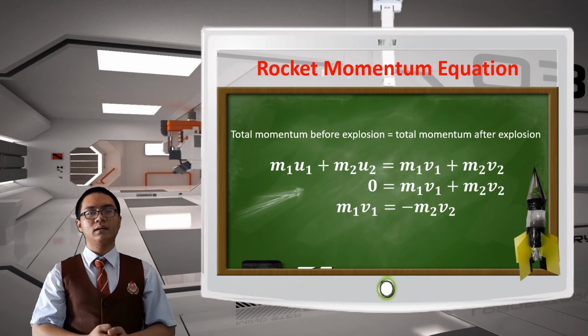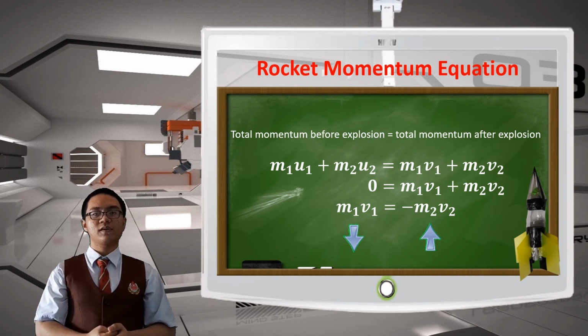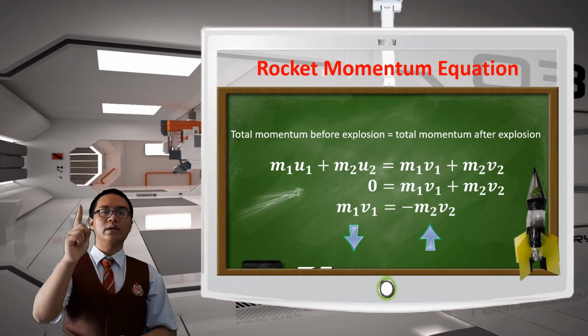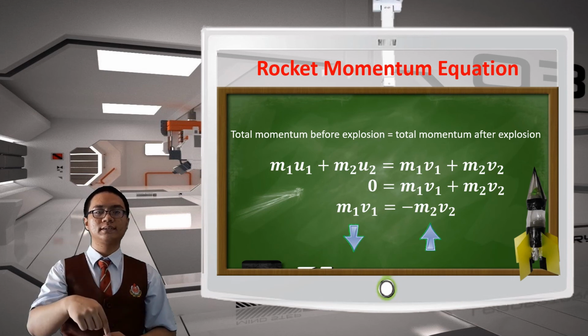The total momentum before explosion is zero, so the equation will be 0 equals m1 times v1 plus m2 times v2. Finally, m1 times v1 equals negative m2 times v2. m2 times v2 refers to the rocket movement upward, while m1 times v1 refers to the gases movement downwards.